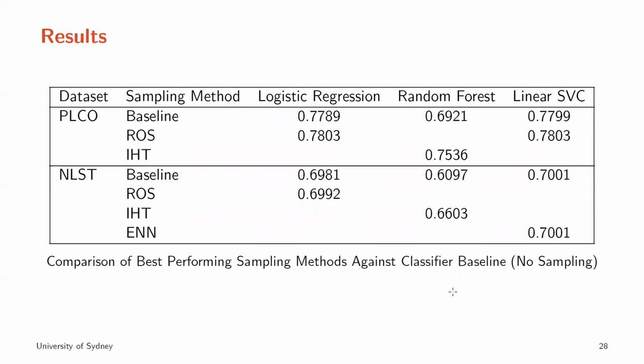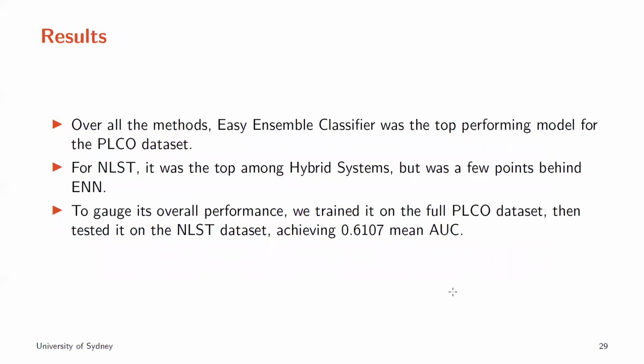Next, we compare the best performing sampling methods against classifier baseline, meaning no sampling for both datasets. We can see that compared to the baseline, applying the appropriate sampling method can increase the AUC of the classifier. Overall, the Easy Ensemble classifier was the top performing model for the PLCO dataset. For NLST, it was the top among hybrid systems, but was a few points behind the top performing model.